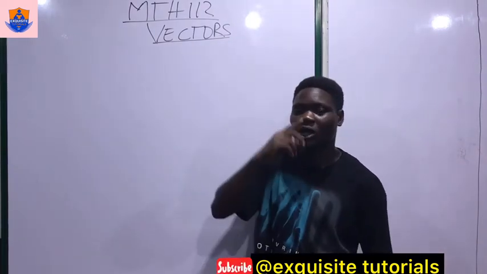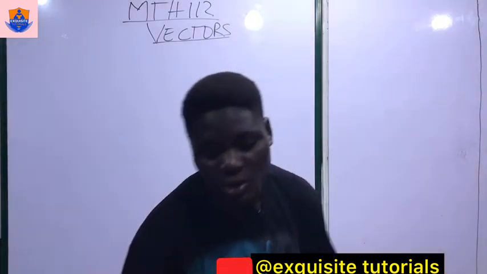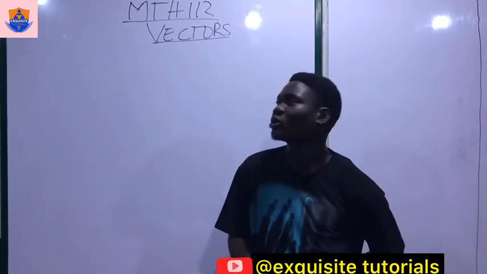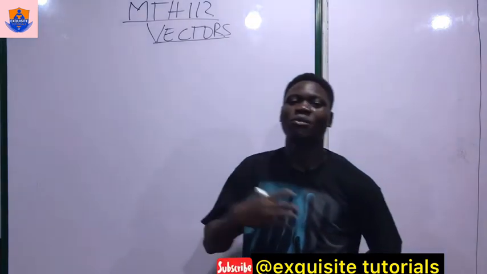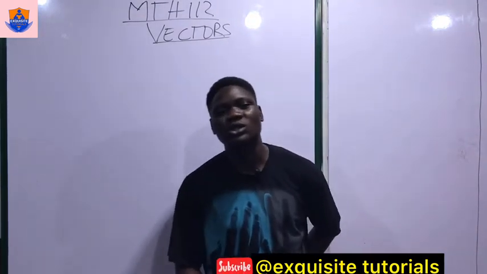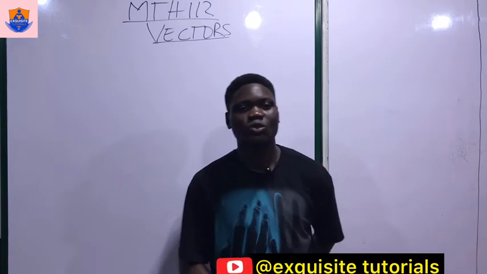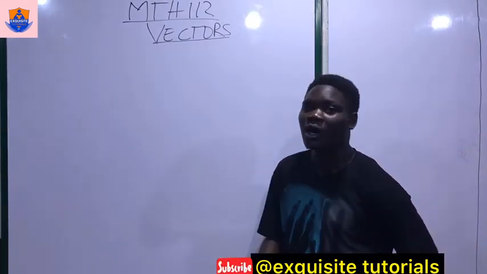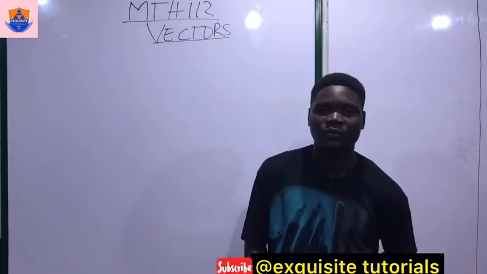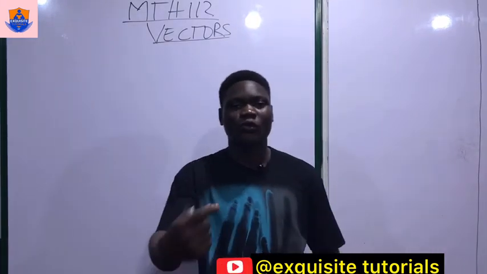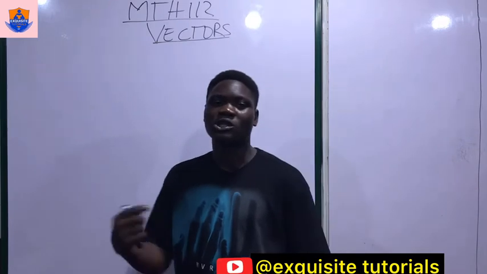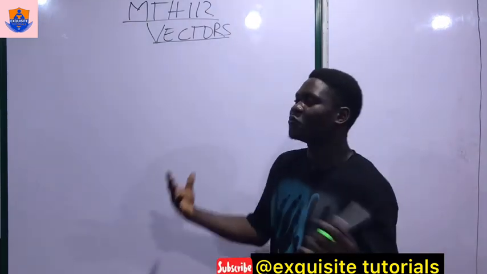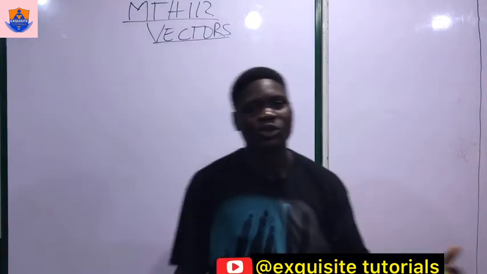Now, what are vectors? The word vectors are not actually new to most of us. This is not the first time we have heard of vectors. Vectors are physical quantities that have magnitude and direction. We played with it during our secondary school, SS1, SS2, and so on. For example, we have velocity. Velocity is actually speed with direction. We have displacement. They are physical quantities that have magnitude and direction.